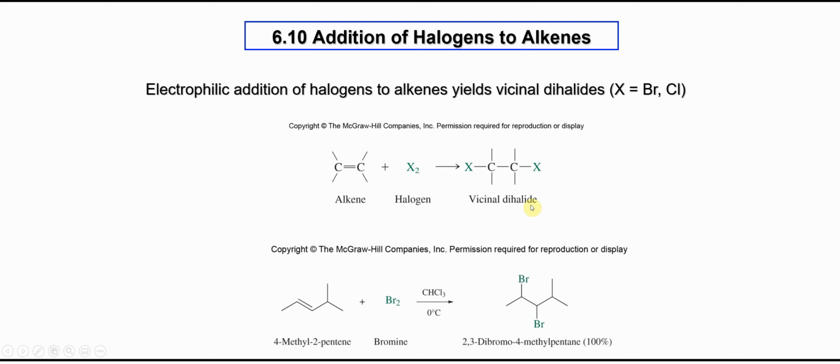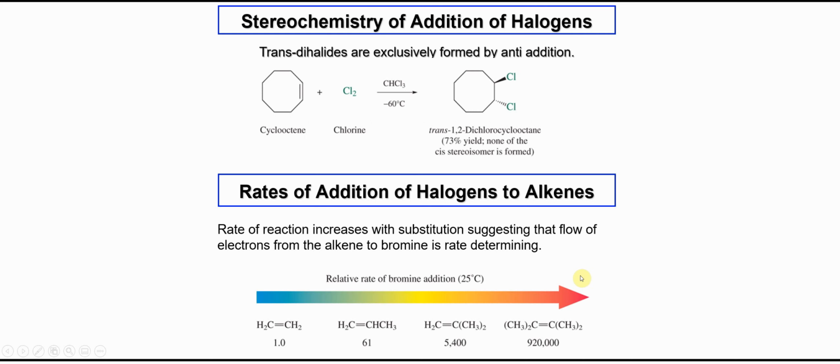So you form vicinal halides, such as this 4-methyl-2-pentene reacted with bromine in a solution with trichloromethane as your solvent at room temperature. You are going to produce 2,3-dibromo-4-methylpentane. This reaction is regioselective in one favorable direction, and you also form a very high product yield.